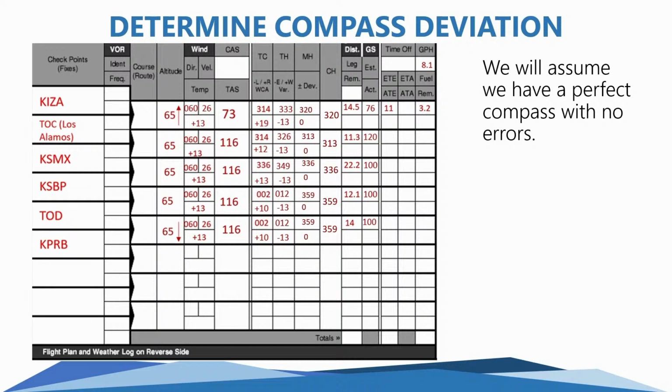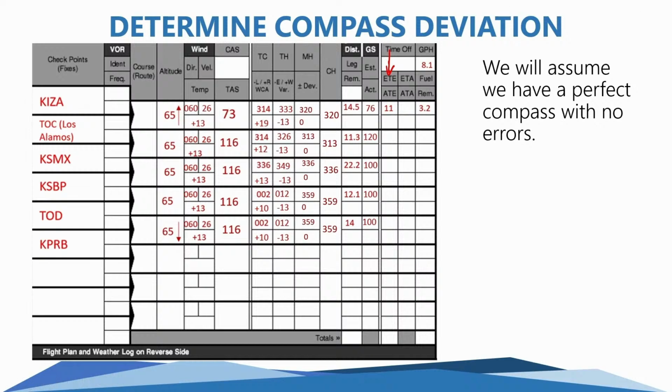And we need to calculate our estimated time en route. And then we also need to calculate our fuel burn. So you always need to do estimated time en route before you do fuel. You can't do it vice versa. Like I said, everything should be done from left to right to the best of your ability.